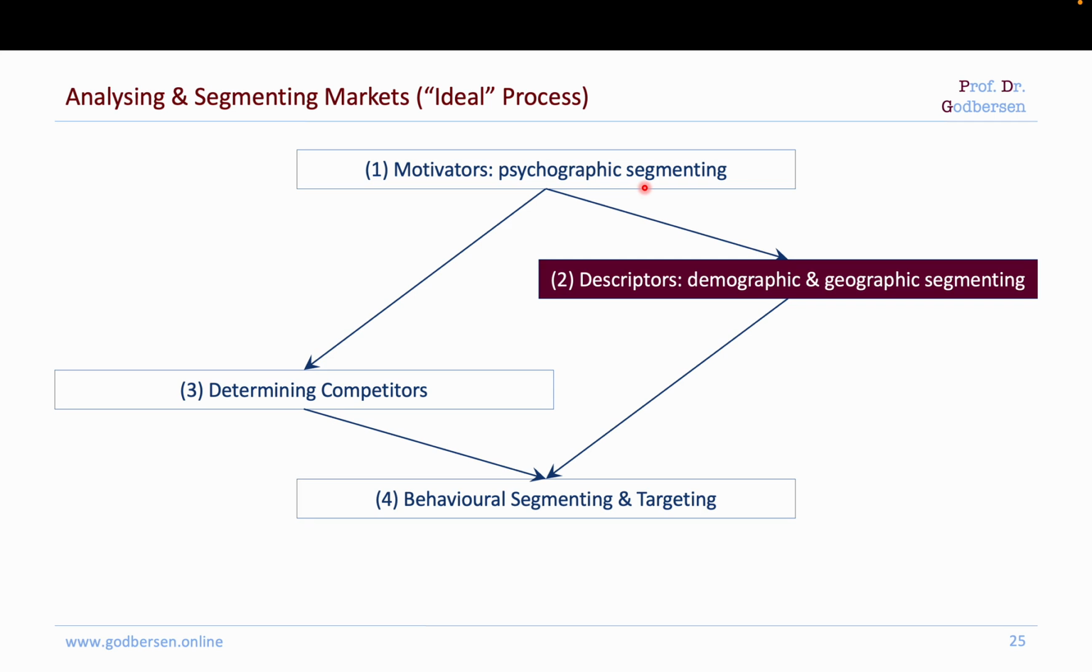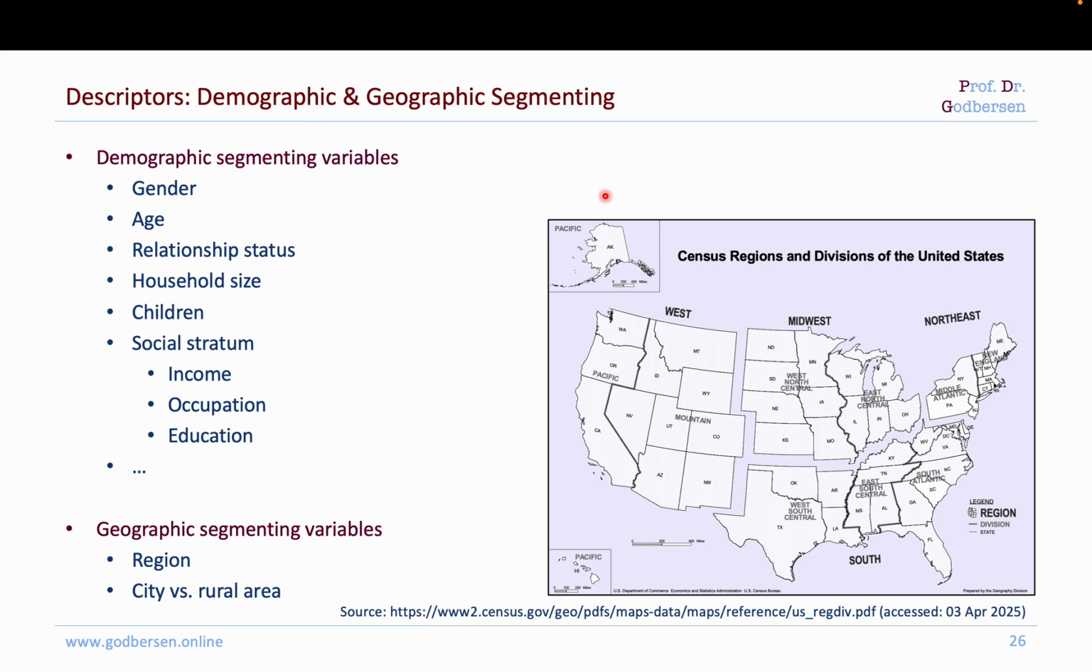It is demographic and geographic variables. There's a standard. Gender, age, relationship status, are they married, single, how large is the household, do they have children, and the social stratum. And social stratum is normally defined by the income, the occupation, and the education. But these elements do not always need to match.